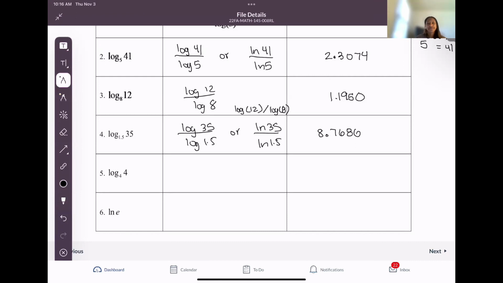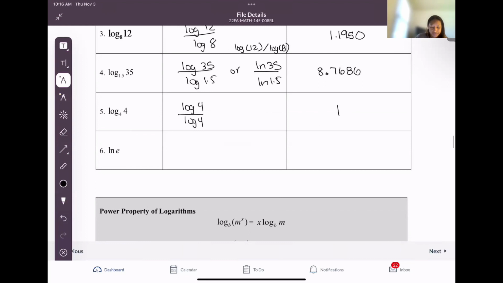Number 5 is a fun one. You'll see we won't even need a calculator for this. Log base 4 of 4, if we use change of base, that's log of 4 divided by log of 4. You divide something by itself, we just know that equals 1. And ln of e will work out that way too. Remember, ln is log base e. So you can write it as log of e over log of e, or ln of e over ln of e. Of course, they both equal 1.